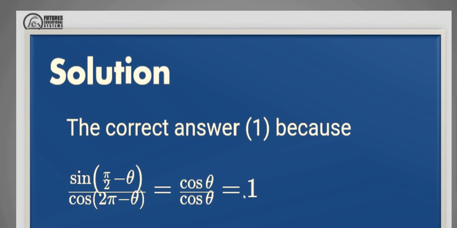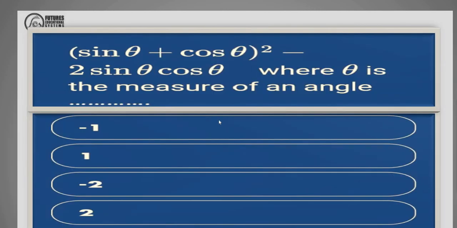Cosine theta over cosine theta equals 1. The result is 1. This example, sine theta plus cosine theta all power 2 minus 2 sine theta cosine theta. What is the answer in this case?